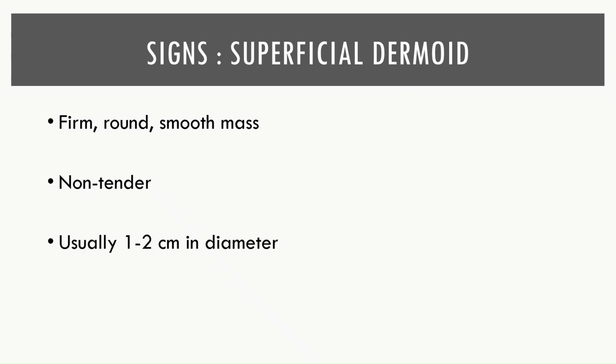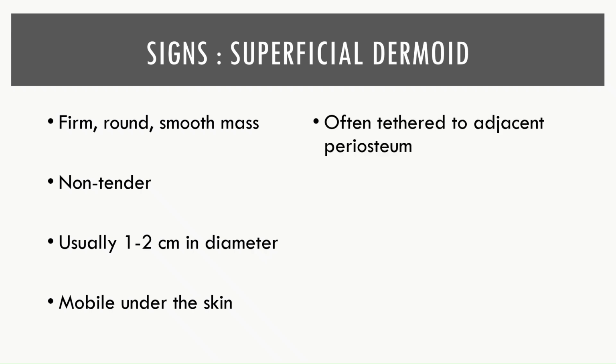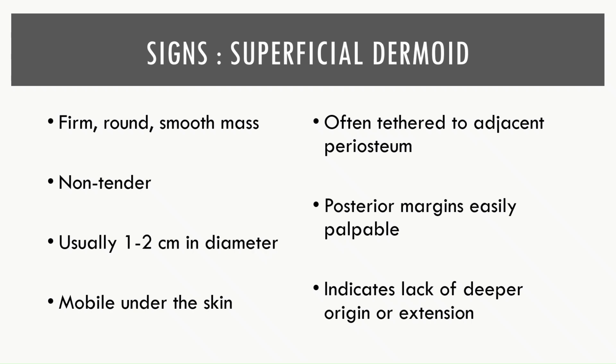Signs of superficial dermoid. Superficial dermoids are firm, round, smooth masses which are non-tender and usually 1 to 2 cm in diameter. They are mobile under the skin, often tethered to adjacent periosteum. Posterior margins are easily palpable. It indicates lack of deep extension.